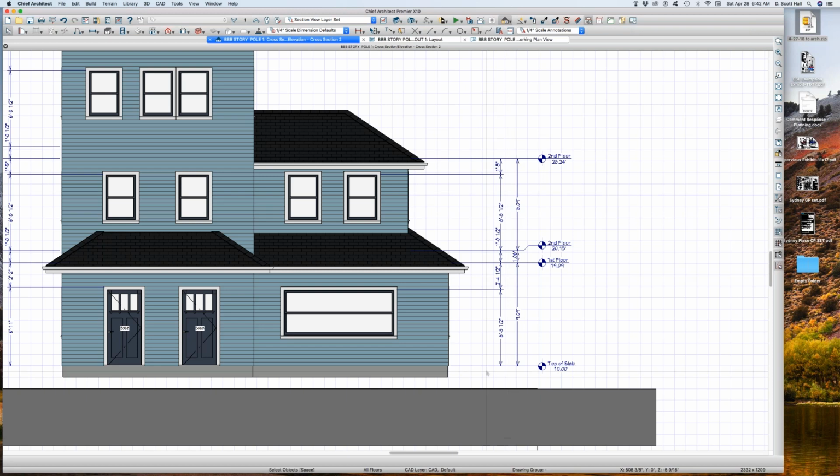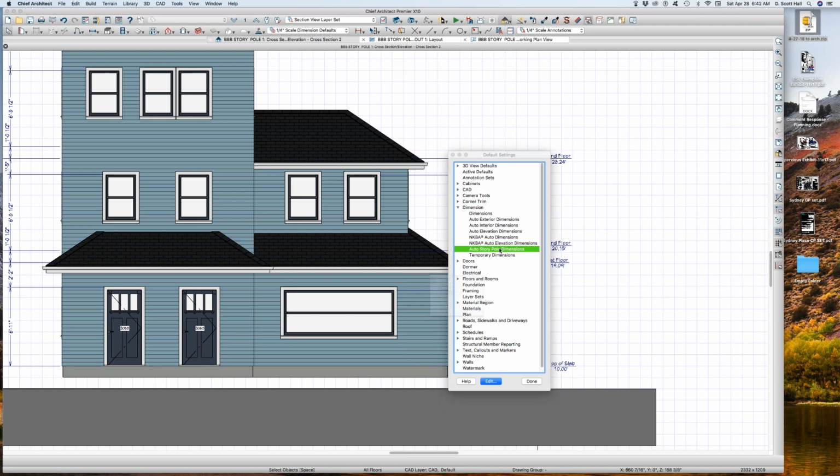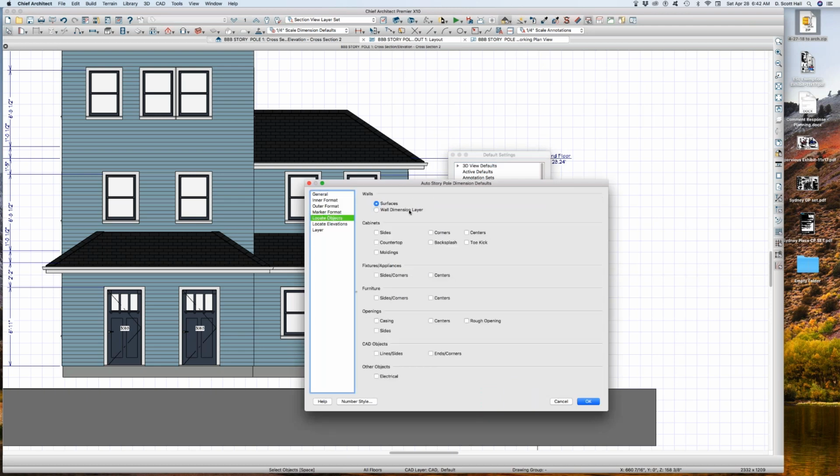All right, let's just try something here. Let me just try the window. Delete this. Delete this. Now I'm going to come over to here. I'm going to add it on. This probably makes the most sense. See, now it's at 6'8", right? Don't you like 6'8" better? Okay, so all right, fine. So if I go over to my dimensions and auto story pole dimensions, locate objects.